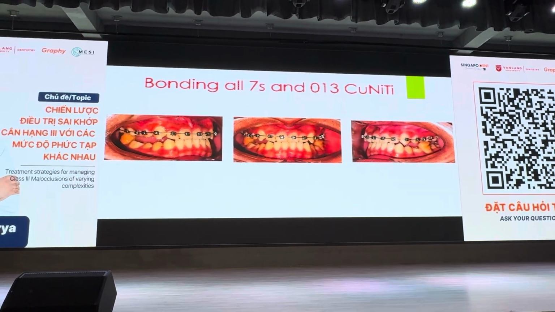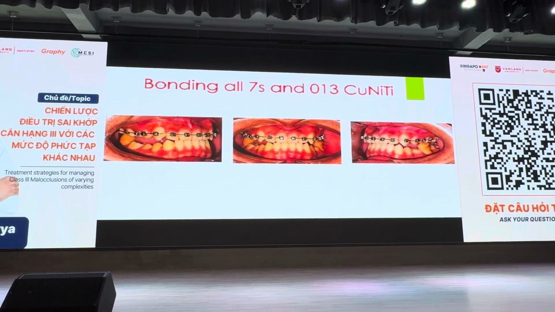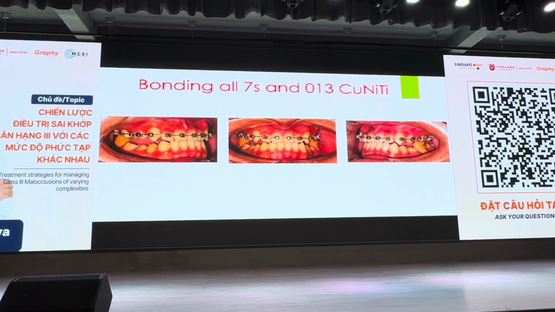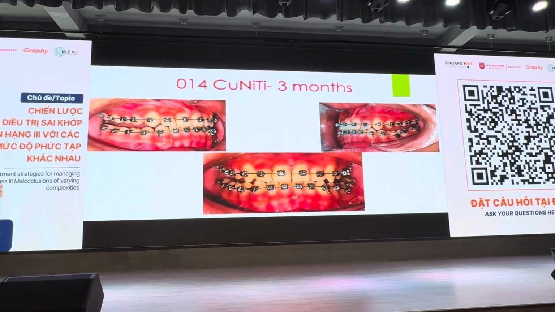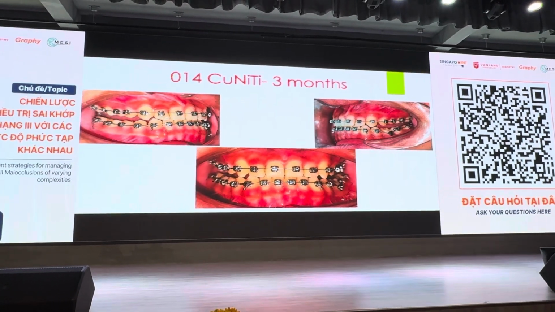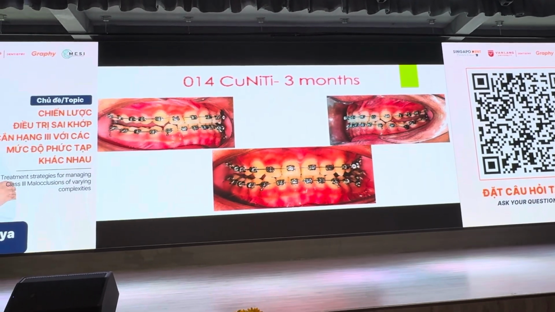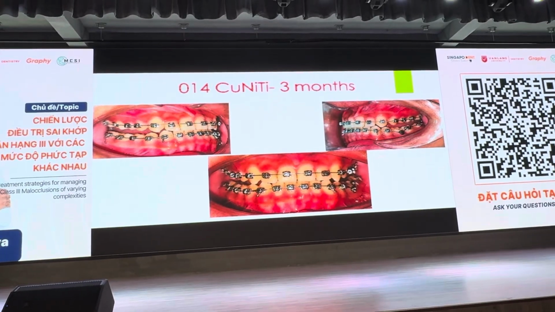So I would just go with this option and just go in with this occlusion pipe and a very small wire. And we keep reducing the turbos. Another 3 months and we get the patient into positive overjet, so we just have to start to level and align.